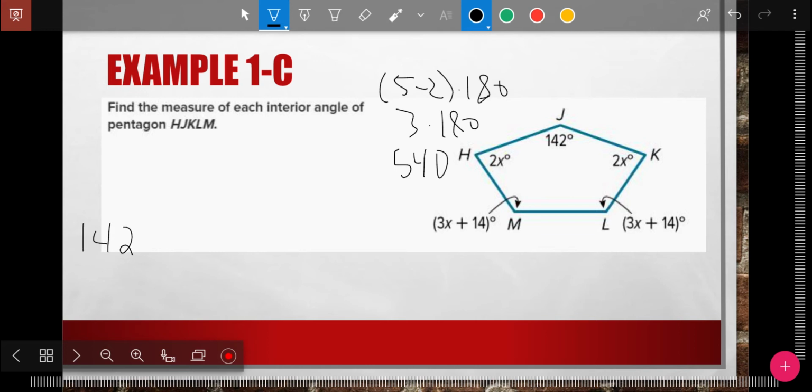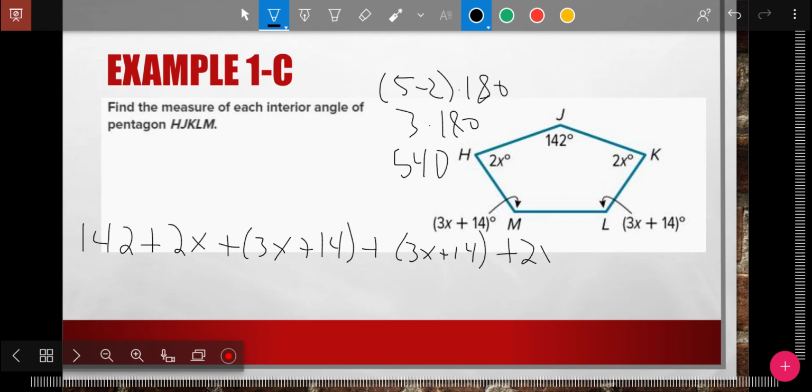I'm going to add them all up. 142 plus 2x plus 3x plus 14 plus 3x plus 14 plus 2x equals 540. Okay. Again, if it feels like I do any of these problems too fast, please pause the video. I'm trying not to take up 20 minutes on a video, so please feel free to pause and write down things as you need to.